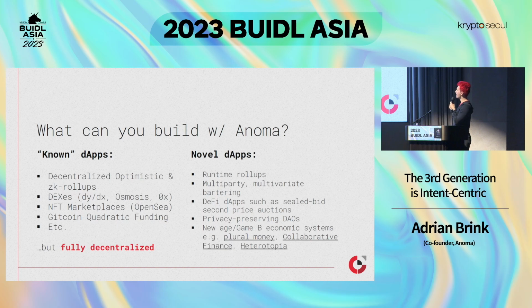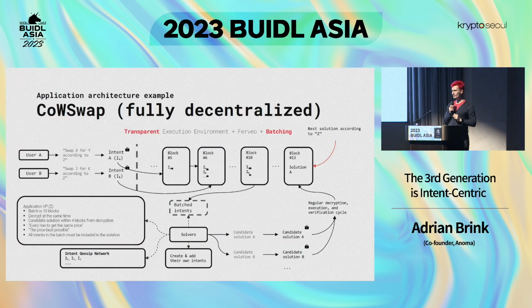You can build DeFi dApps such as sealed bid auctions, privacy-preserving DAOs, and new age game economic systems like Pro Money and collaborative finance. So this is an example of KryptoSeoul in a fully decentralized fashion. Because right now there's, again, a central coordinator that everyone interacts with, that the users submit their trades to, and that solvers talk to in order to get the batch that enforces both the batching requirement as well as the optimality of the solution.